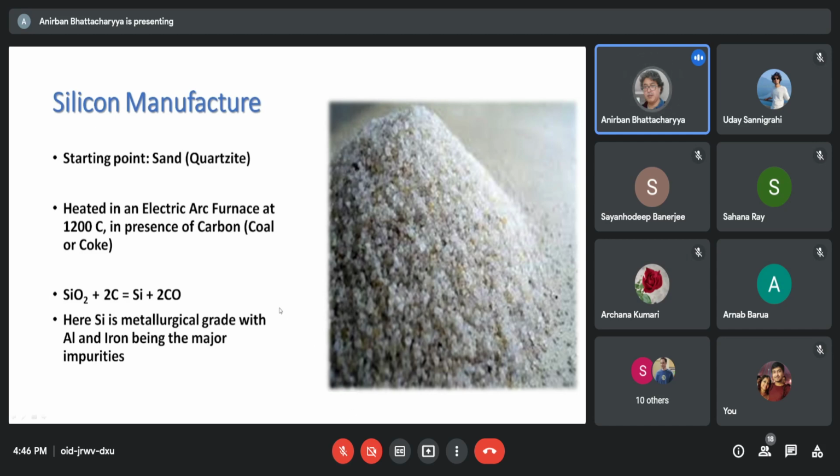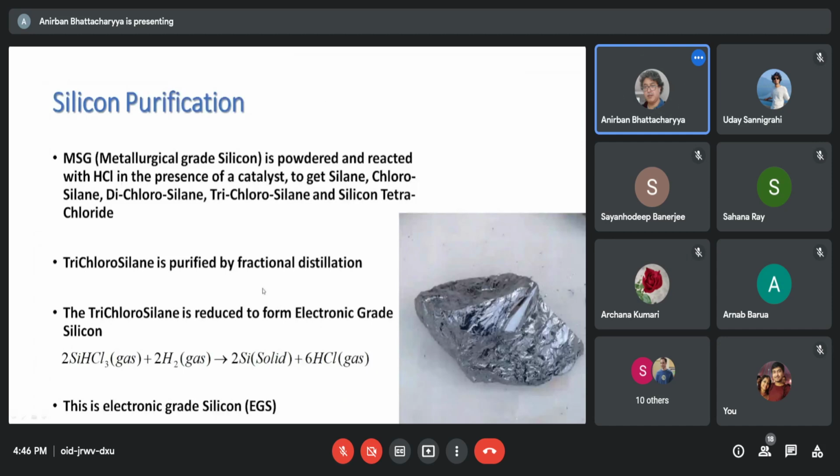Okay. And then what we do is you take this metallurgical grade silicon and it's powdered, and then you react it with hydrochloric acid to form a mixture of silane, chlorosilane, dichlorosilane, trichlorosilane, and silicon tetrachloride. Now, do you know what is silane?